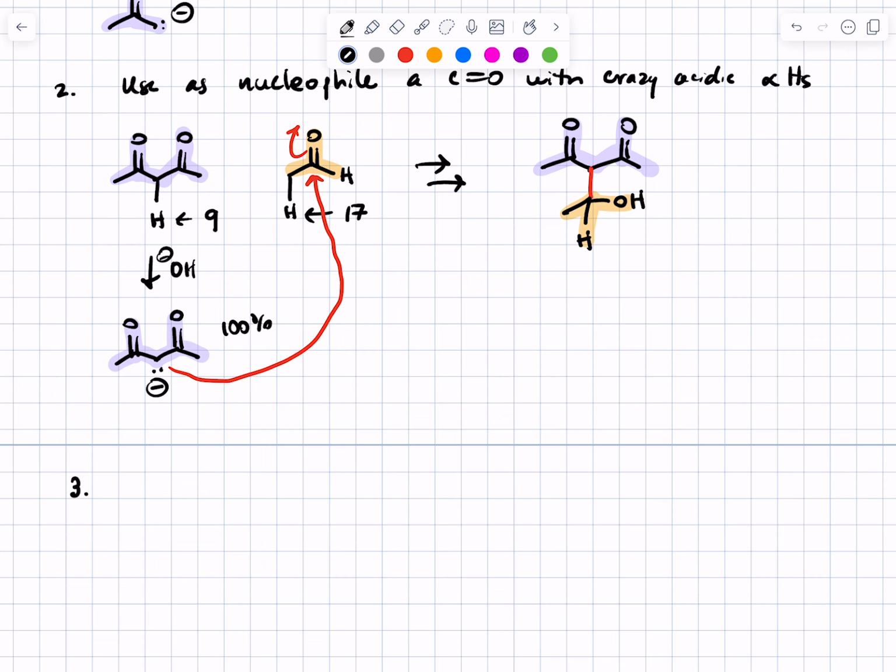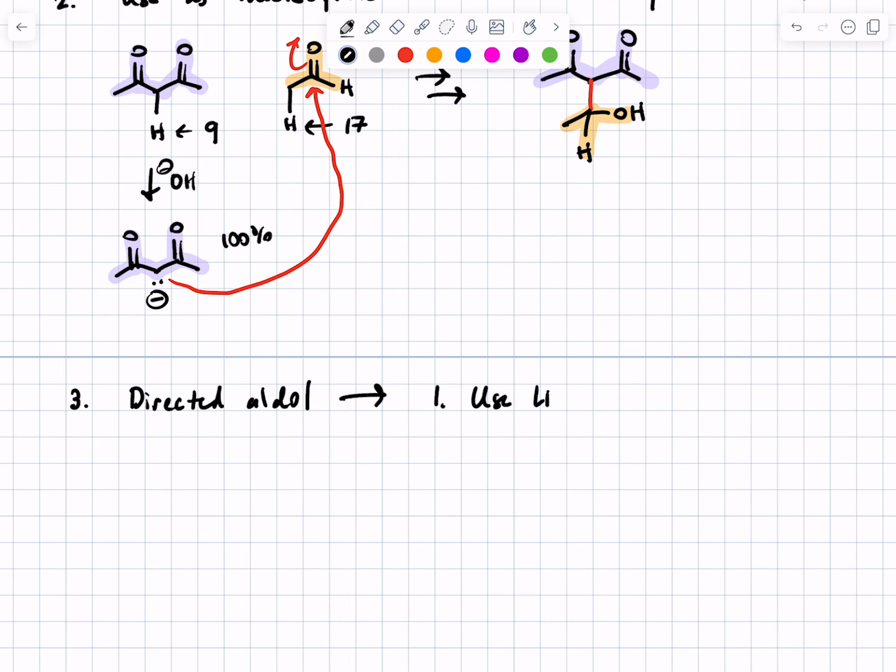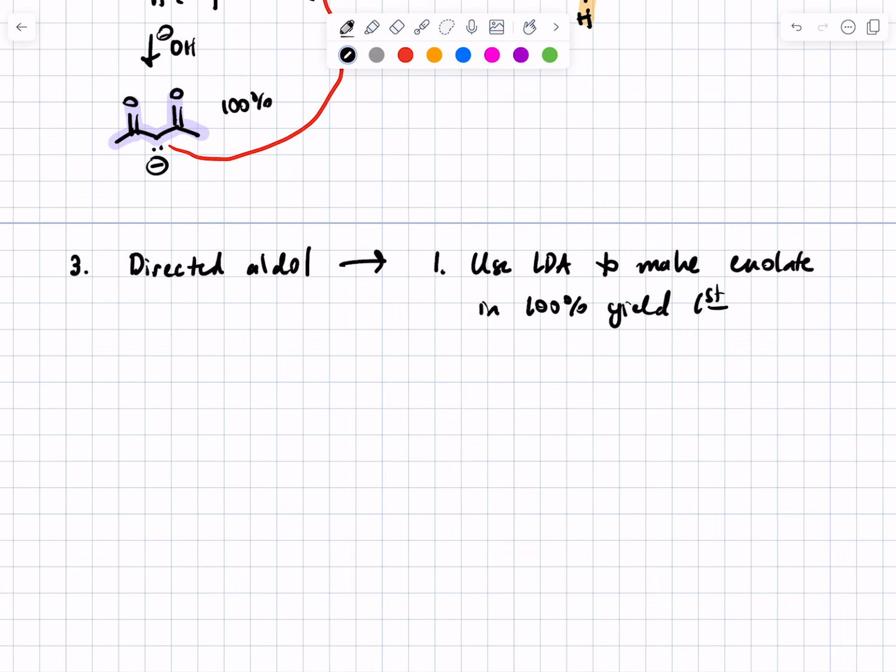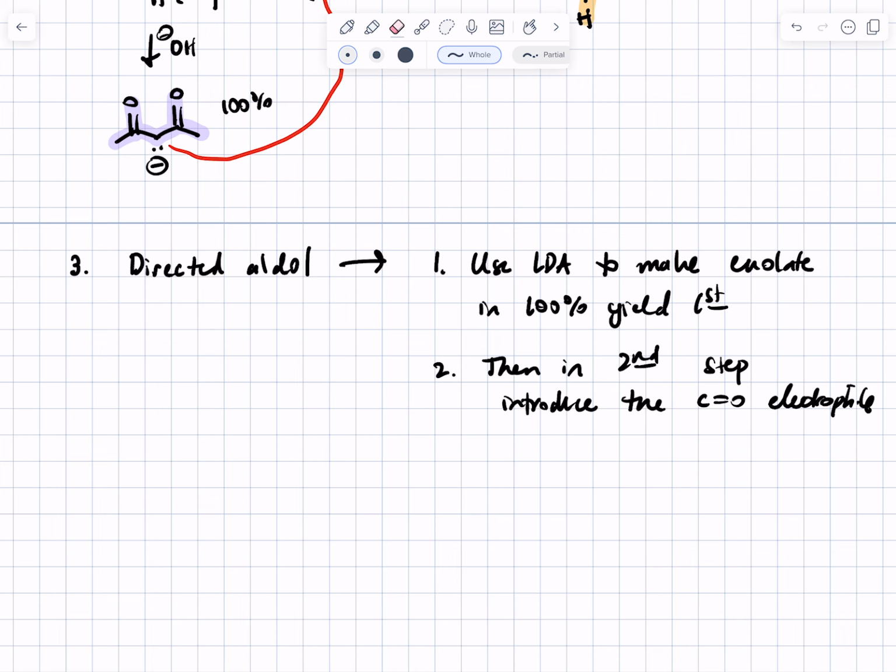The last and perhaps most versatile approach is called the directed aldol. In this, your strategy is to use LDA to make an enolate in 100% yield first. And you do that before you even put the molecule that you want to be the electrophile in. And then, and only then, in a second step, you introduce the carbonyl electrophile. You've got to be really careful, and you've got to keep the reaction cold, and you probably have to add the electrophile slowly. You don't want the enolate that you make in the first step to be able to deprotonate the alpha carbon of your second carbonyl compound. As soon as you get a second enolate, you're going to get a mess. But this directed aldol works pretty well.